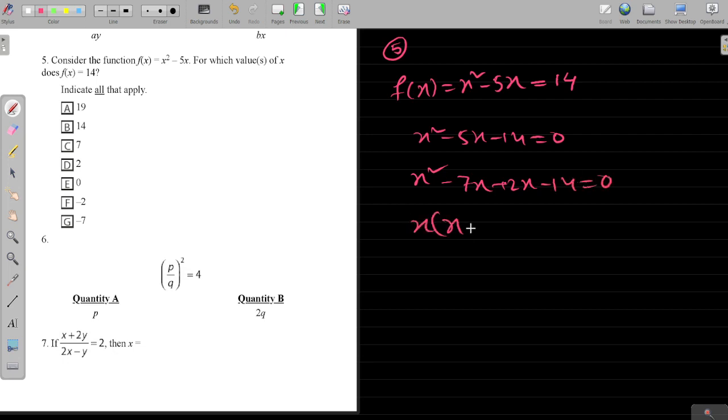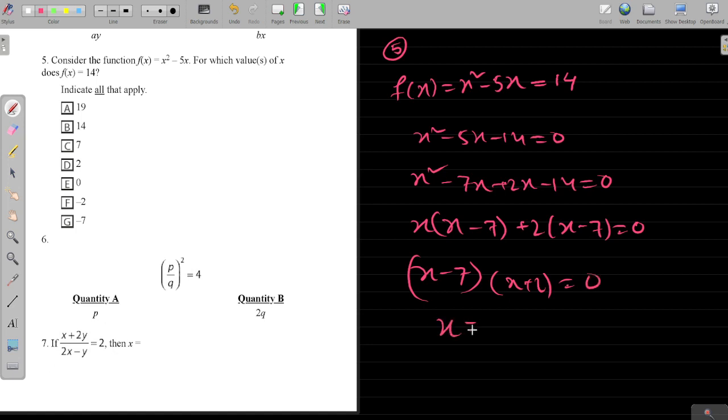If I take x common from here, I get x(x - 7) + 2(x - 7) = 0. Then (x - 7) and (x + 2) = 0. So the value of x will be -2 and 7. So this is 7, and this one is -2.